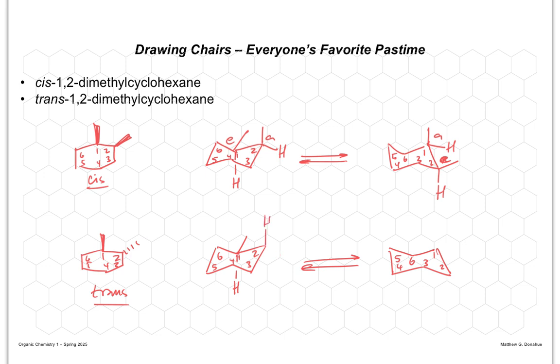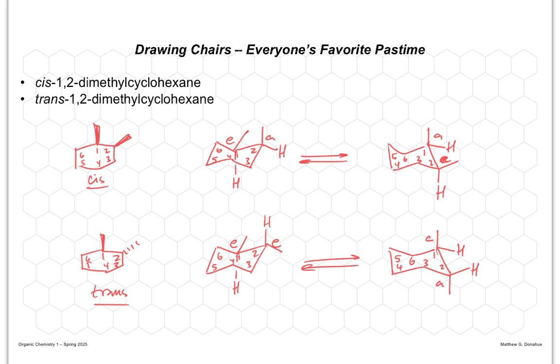So hydrogen is axial, methyl group is equatorial. So we would say E. And then when we flip it, they both have to change their position. So they have to go from equatorial to axial in both cases. So axial is now up. And then down on C2. So you have axial, axial.